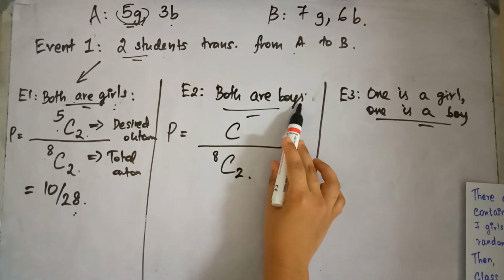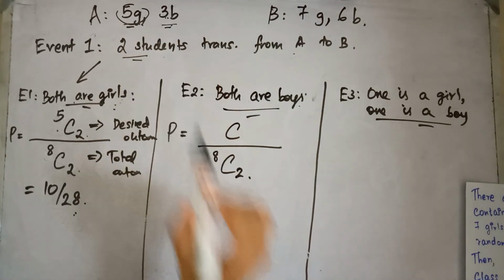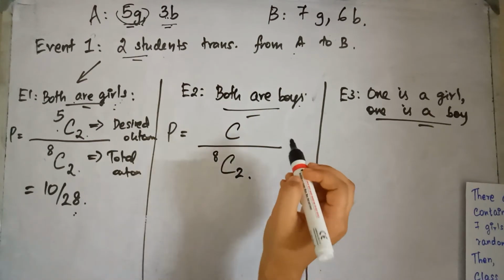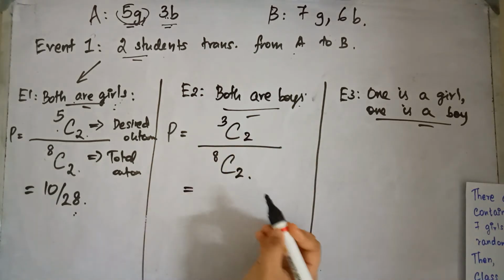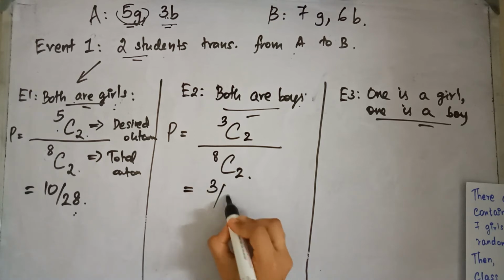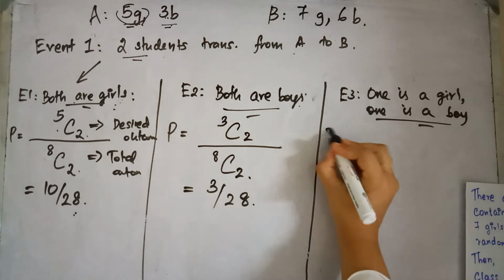If both of them are boys, then they have to be chosen from these 3 boys. Only then will it give a desirable outcome. So it will be 3C2, and this will give me 3 by 28.